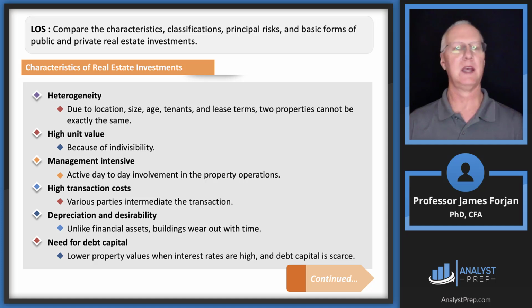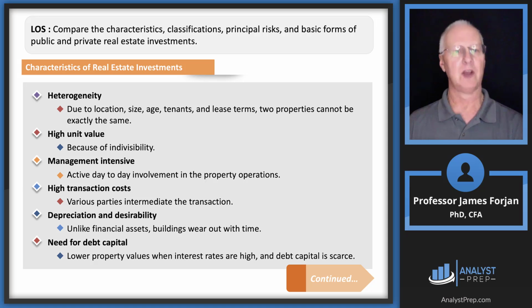Heterogeneity means, of course, that my house right here is not the same as the house across the street, even though we might live in the same neighborhood. So an apartment building right here might not be the same as an apartment building right across the street. Notice that final comment there, two properties cannot be exactly the same.